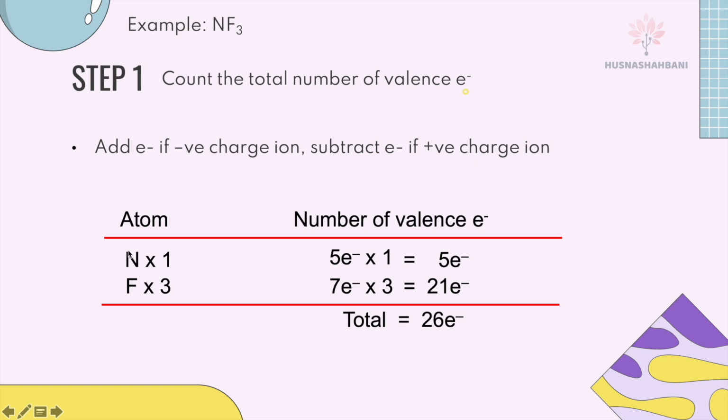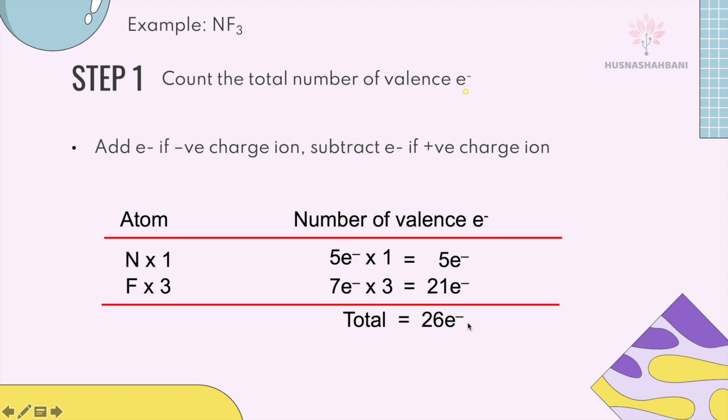For N, you only have one N in NF3, so N times 1. The valence electron of N is 5 electrons, so 5 times 1, 5 electrons in total. Fluorine valence electron 7, you have 3 fluorine, so 7 times 3, 21. The total number of valence electrons in NF3 is 26 electrons in total.